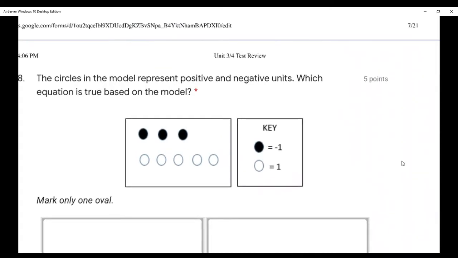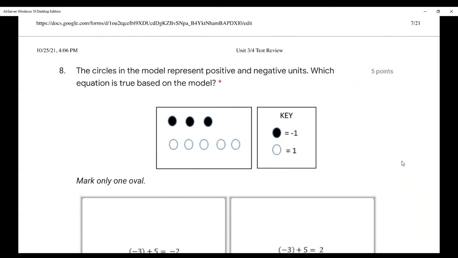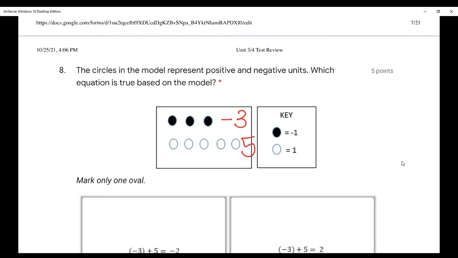Okay, this one says the circles in the model represent positive and negative units. Which equation is true based on the model? So we have the colored in ones are negative 1 and the non-colored ones are positive 1. So I have 3 negatives and I have 1, 2, 3, 4, 5 positives. So I have negative 3 and positive 5. So we're combining those together.